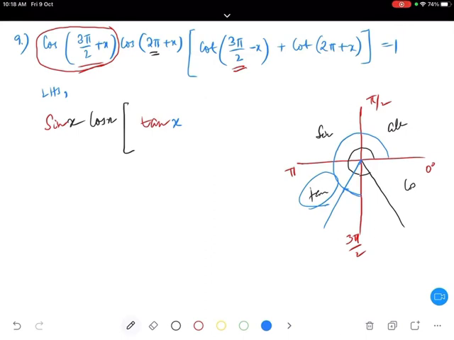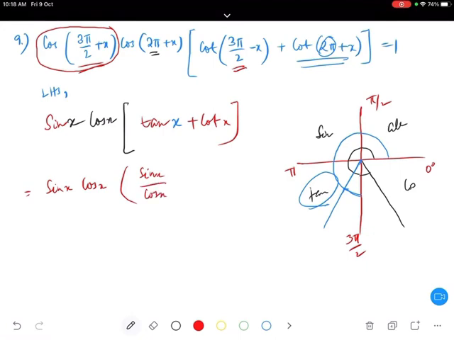Now cot of 2 pi plus x is very, very easy. Again we see 2 pi, so I will just write cot x. Finished? Yes. Now let's write in terms of sin x and cos x. So what do you have? Sin x by cos x plus cos x by sin x.